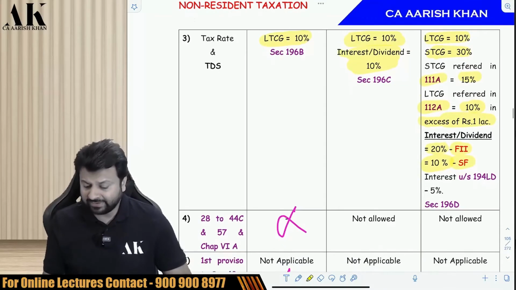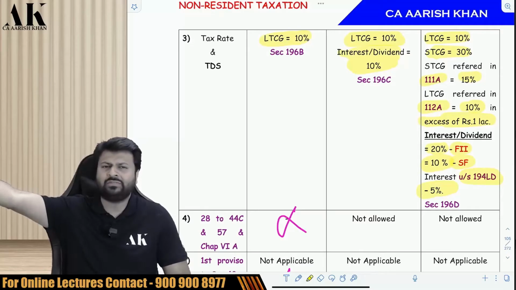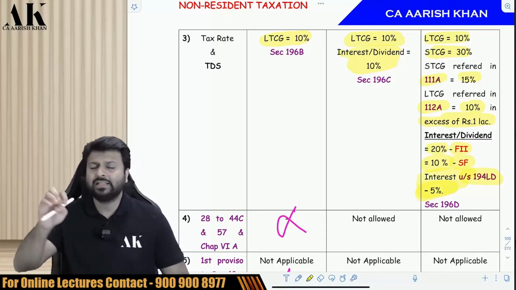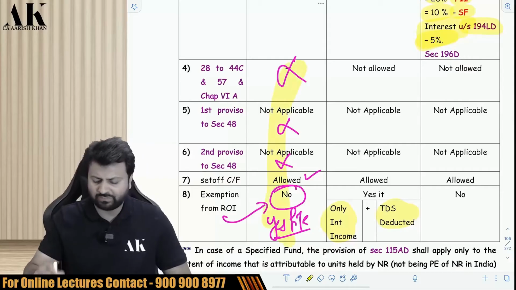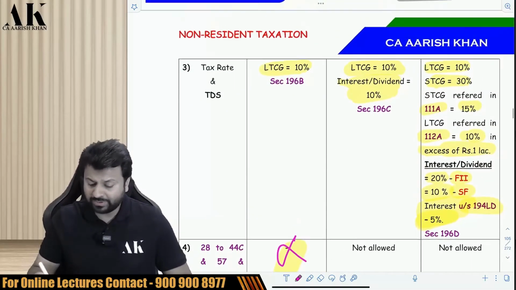And interest if it is mentioned in 194LD, because FIIs are also covered in 194LD. If you remember the four interest chart, interest on FIIs are also covered over here. So if the interest is that interest, then it will be subject to 5% tax. Then everything else is same as the first section 115AB. You can check over here. Now there is one more point which you have to keep in mind over here.